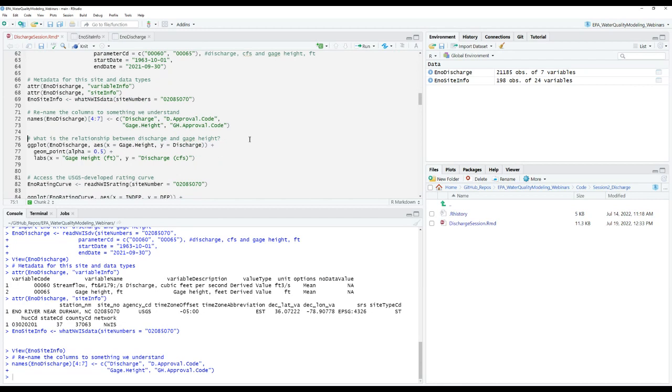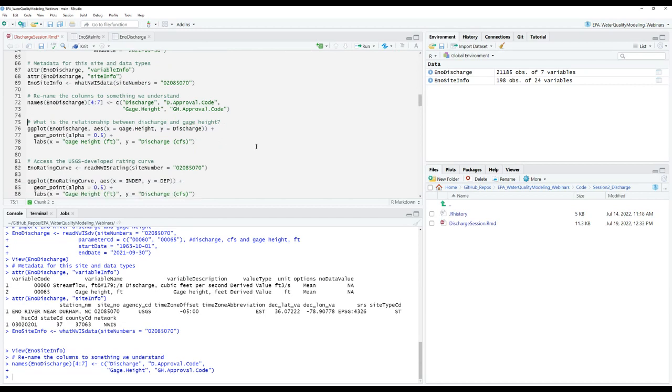So now that we have everything labeled and we know what's contained in our objects, let's actually look at the relationship between discharge and gauge height. So we will be making a ggplot. This is a graphing tool within R. If you haven't worked with ggplot before, there are all sorts of other graphing tools, but ggplot is a very common and popular one because of your freedom to do some really creative visualizations.